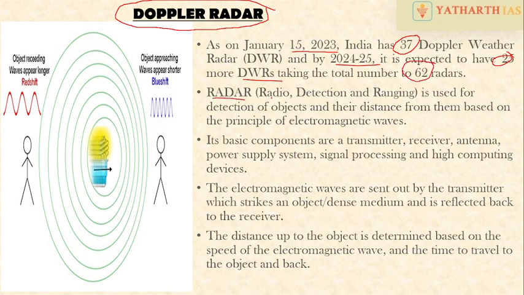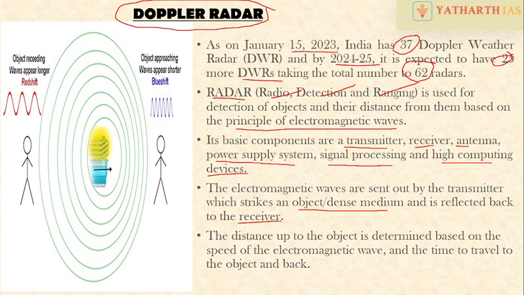So radar, radio detection and ranging, is used for the detection of objects and their distance based on the principle of electromagnetic waves. Its basic components are transmitter, receiver, antenna, power supply system, signal processing, and high computing devices. The electromagnetic waves are sent out by the transmitter, which strike an object or dense medium and are reflected back to the receiver. The distance to the object is determined based on the speed of the electromagnetic wave and the time to travel to the object and back.